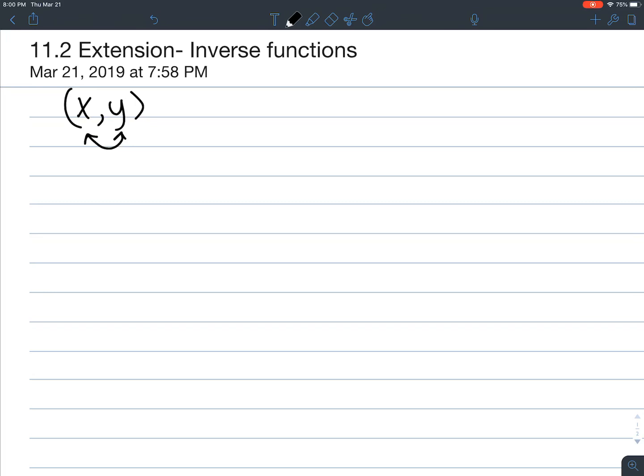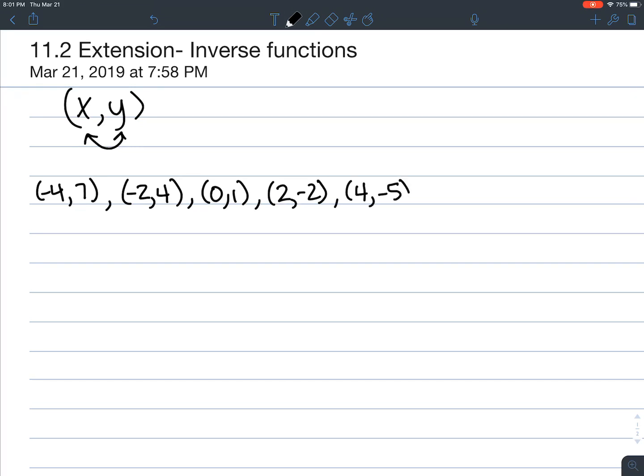So here's an example. If we have (-4, 7), that's one point. (-2, 4) is another point. (0, 1) is a point. (2, -2) is a point. And (4, -5) is a point. And so this is our regular function. Okay, and we want to find the inverse of this relation.